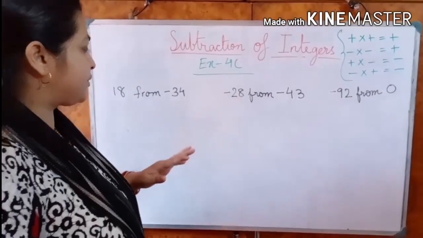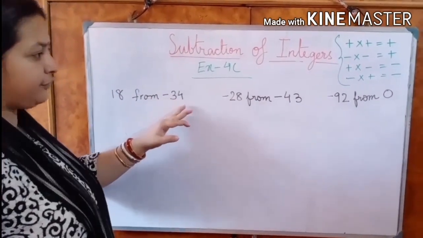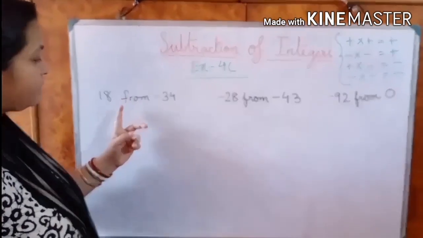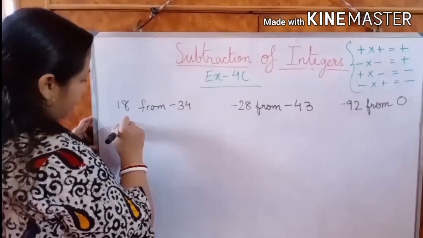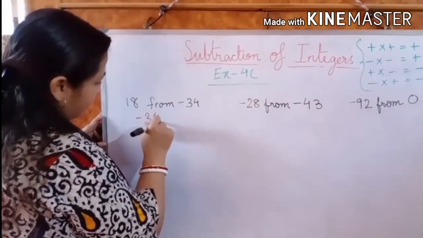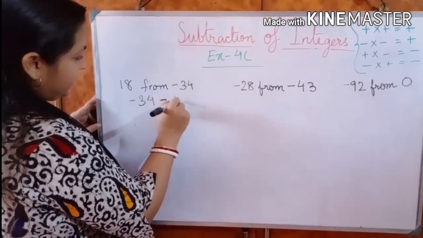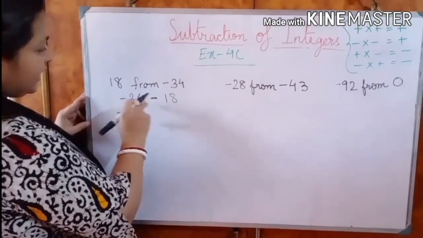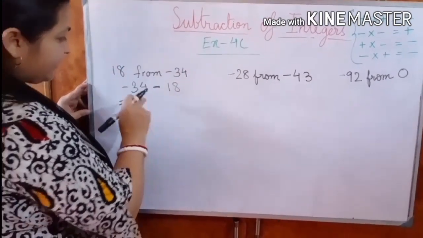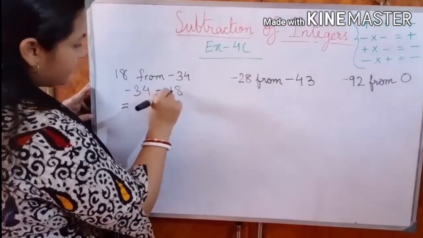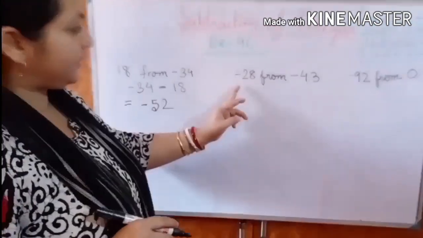Okay, let's do some problems from here. The first is subtract 18 from minus 34. What I said about from? From starts with F. So this minus 34 should be written before. So minus 34 minus, this is subtraction, so minus sign. And then this 18. Now see, both are negative numbers, right? So what we will be doing? When both are negative, we add them. 8 plus 4, 12, 3 plus 1, 4 and 5. Minus 52.